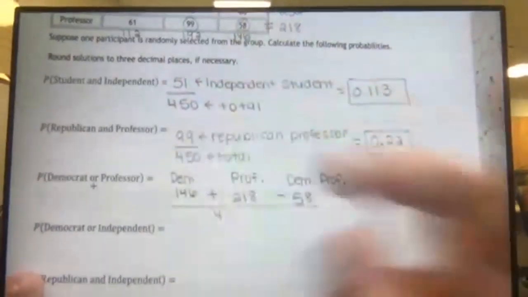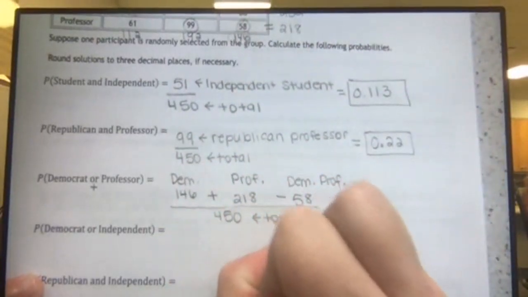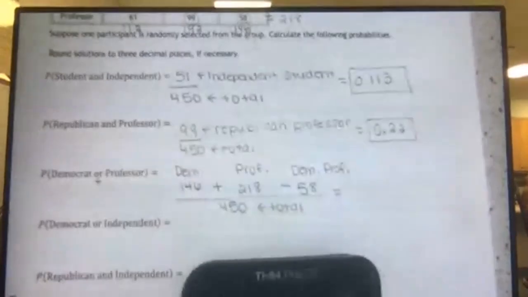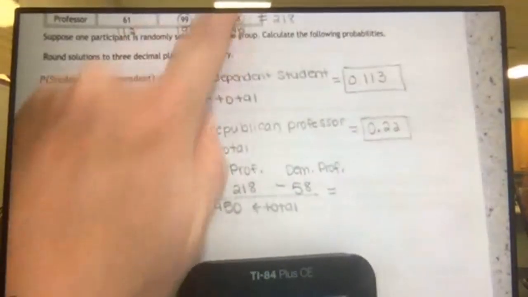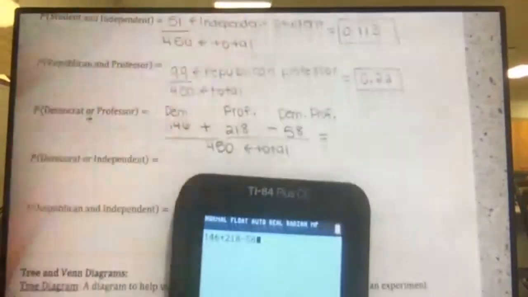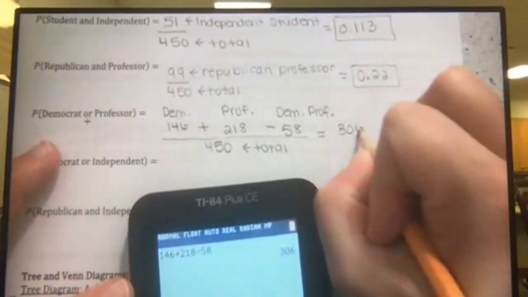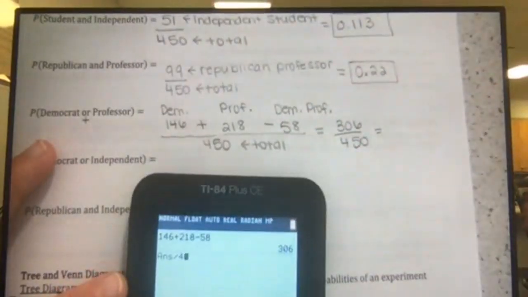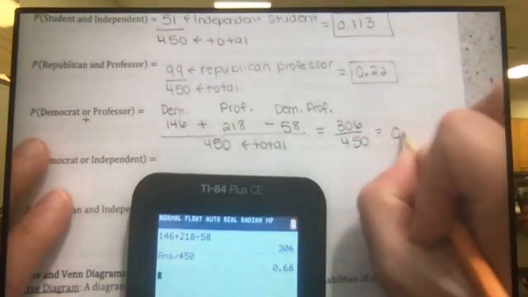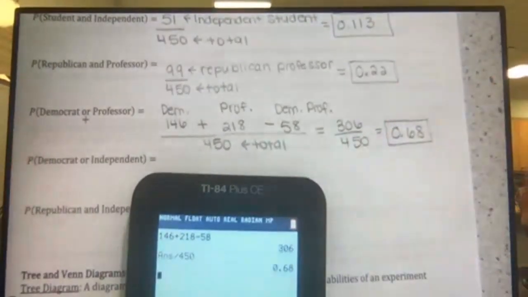I almost said 147 from the previous problem, but it's 450. So up top, we have 146 plus 218 minus that 58, because we counted that 58 in the professor list and we counted it in the Democrat list. So we counted it twice, so we take it out. We're left with 306 divided by our 450, which would give us our total probability of 0.68.